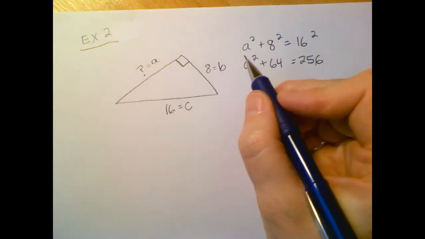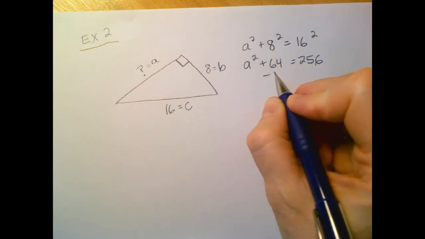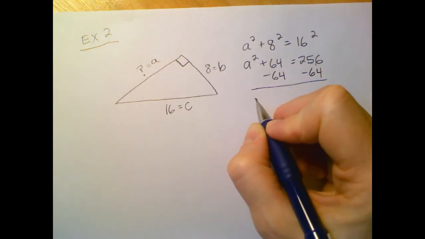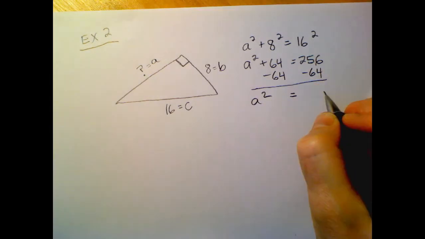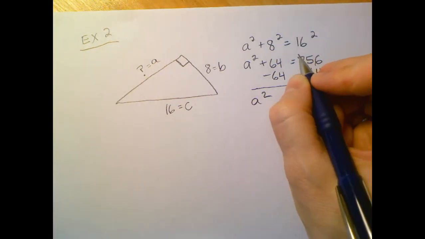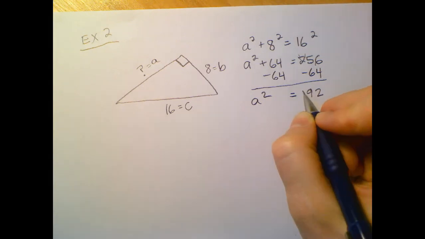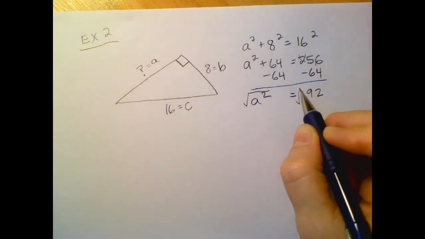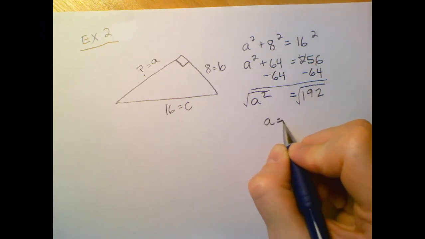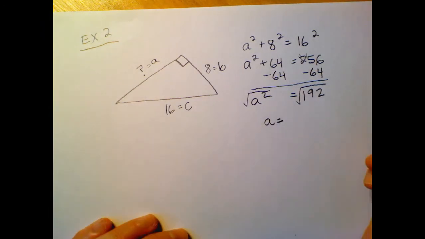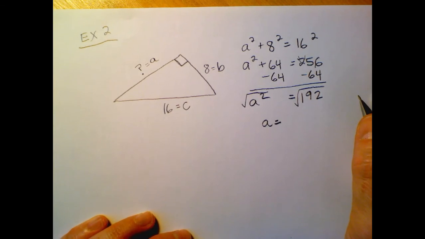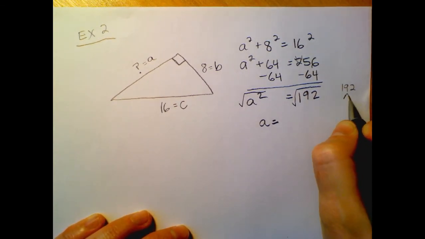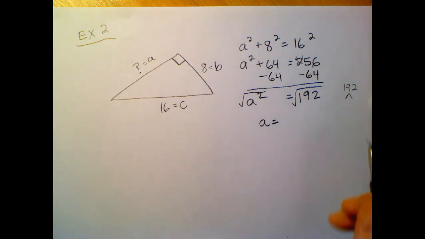Okay, and now we need to isolate the squared term so we can use our square root method. So I'm going to subtract 64 to get 192. Now I can take the square root of both sides. All right, and the square root of 192, I'm going to have to do a little bit of work for that. So I'll go off to the side and do my factor tree.